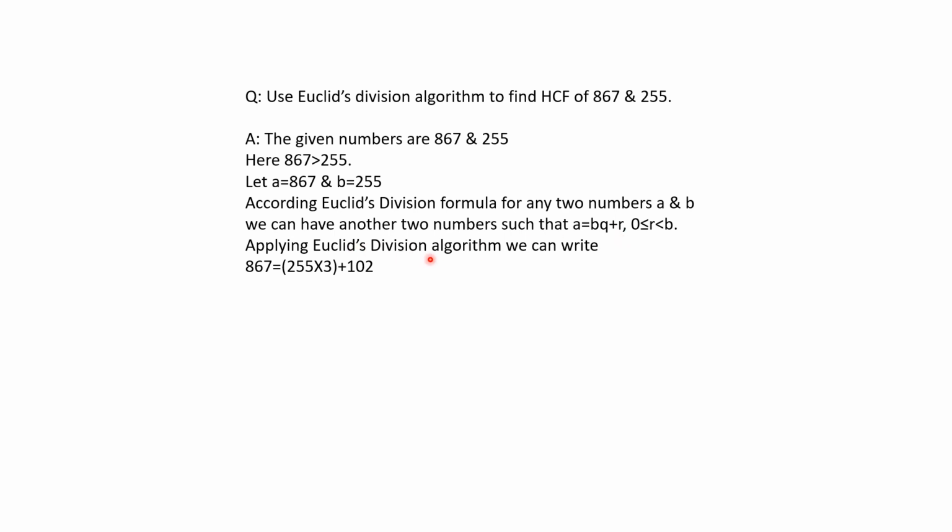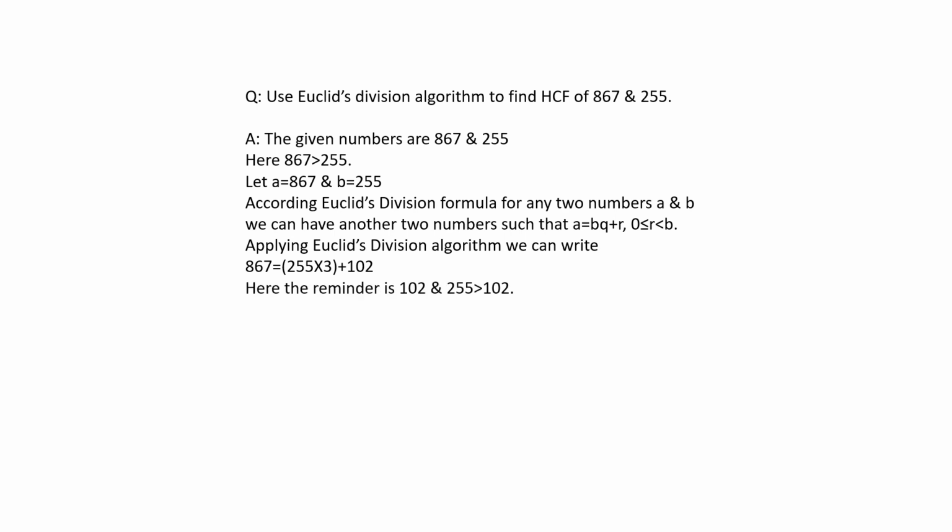So when we applied Euclid's division algorithm, here we got remainder to be 102. We have to repeat the same process until we get remainder equal to 0. The moment we get 0, then we can find the HCF.